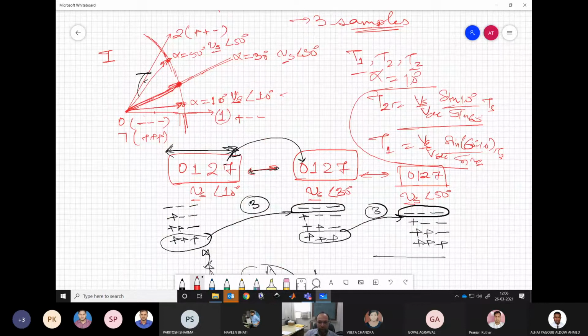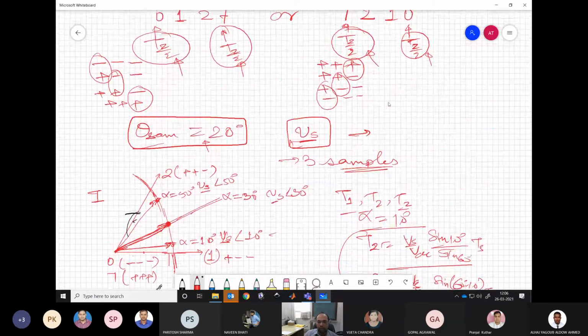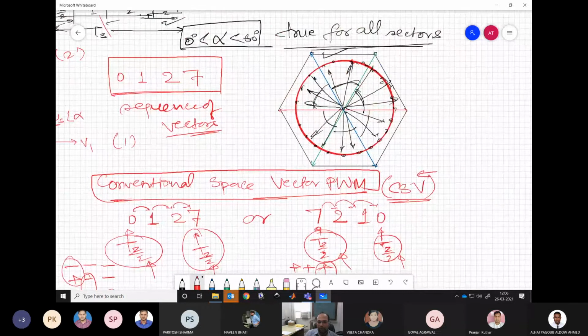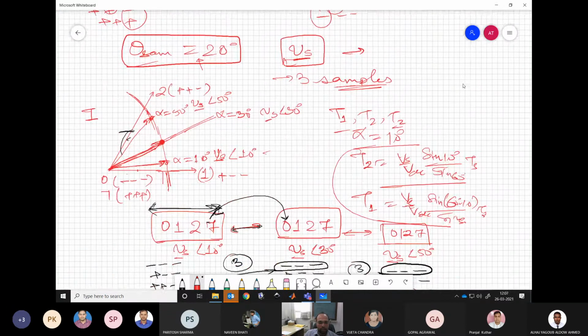So what we are doing basically, when the vector is rotating, let's say in this figure, on this inner circle, the red circle, we are sampling at different instants. By sampling, what I mean is that we are realizing the vector on a sample basis. So what is the meaning of that? We will just try to understand it a bit.